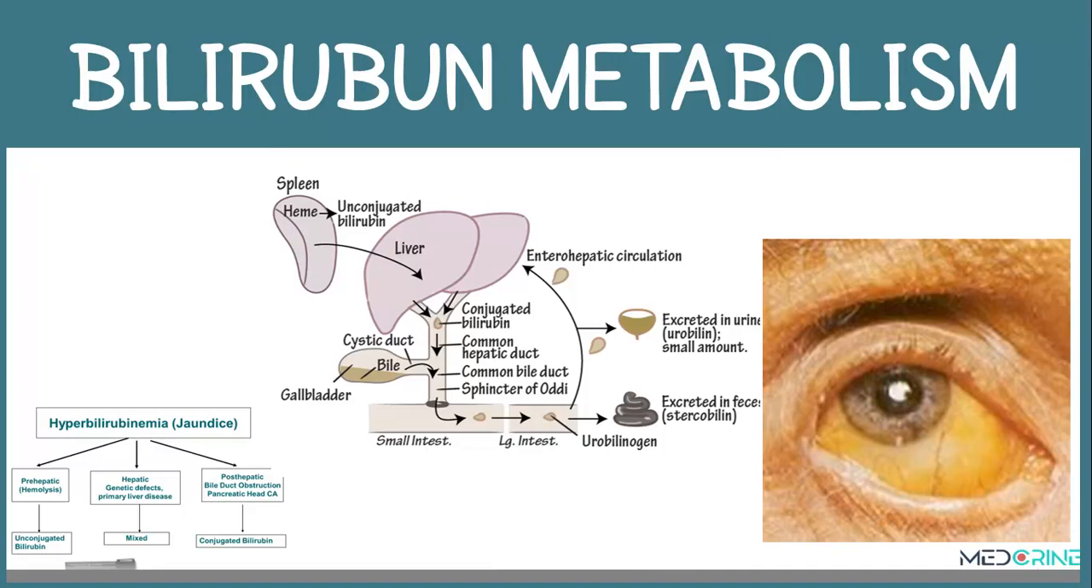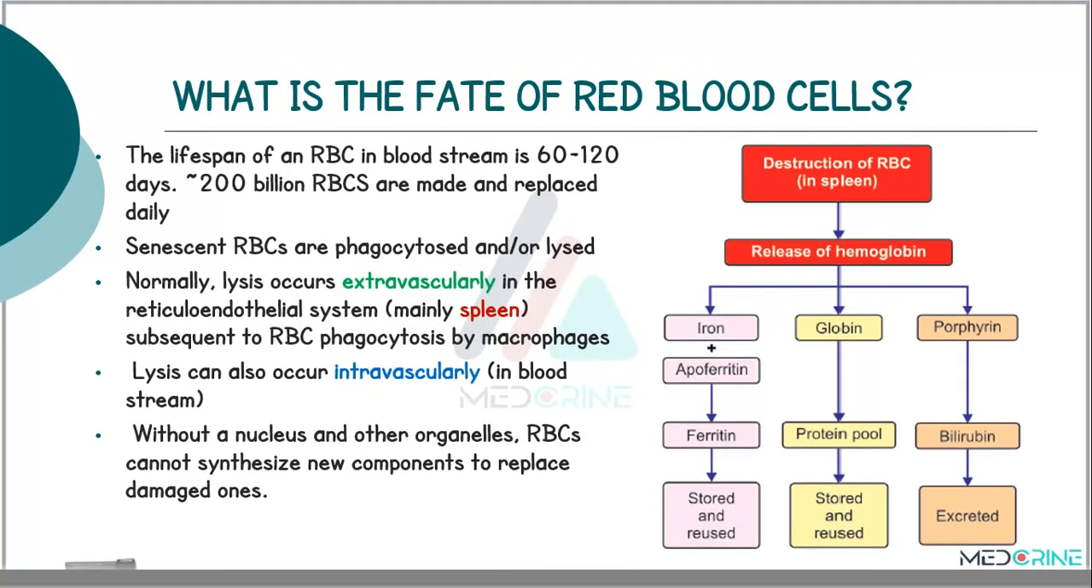Today we shall be looking at bilirubin metabolism and the fate of red blood cells. Normally, the lifespan of a red blood cell in the bloodstream is approximately 120 days, and each and every day 200 billion red blood cells are made and replaced. The old ones, or the senescent red blood cells, are phagocytosed or lysed, and normally this process of lysis occurs either extravascularly or intravascularly.